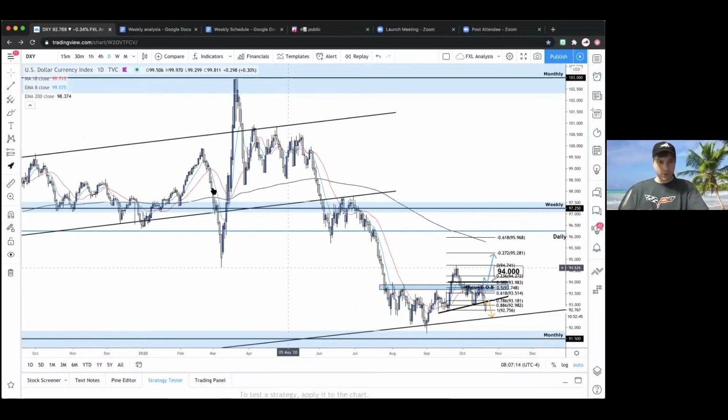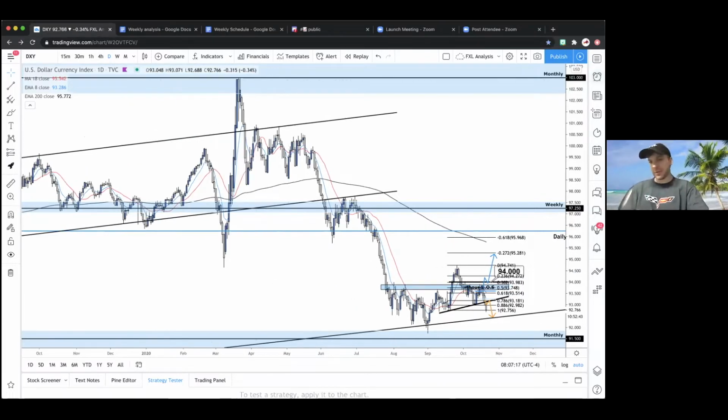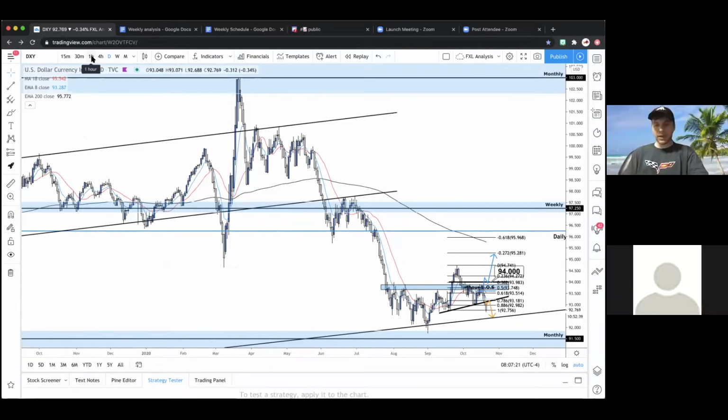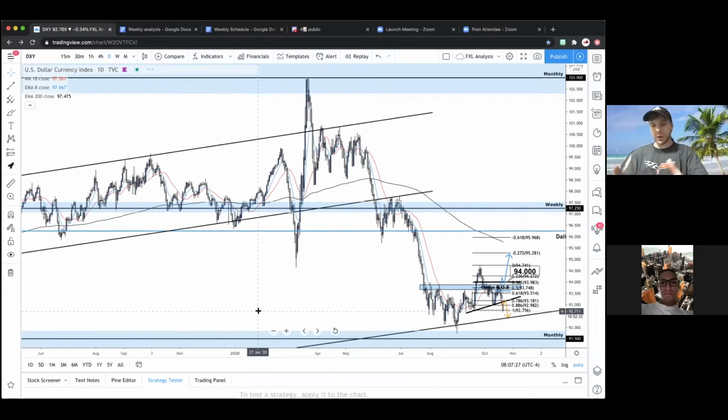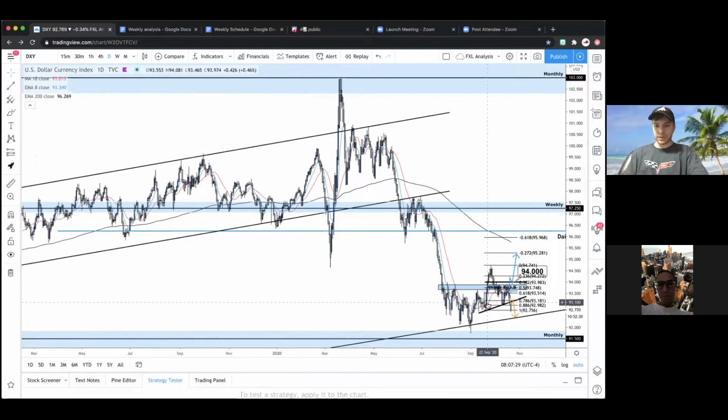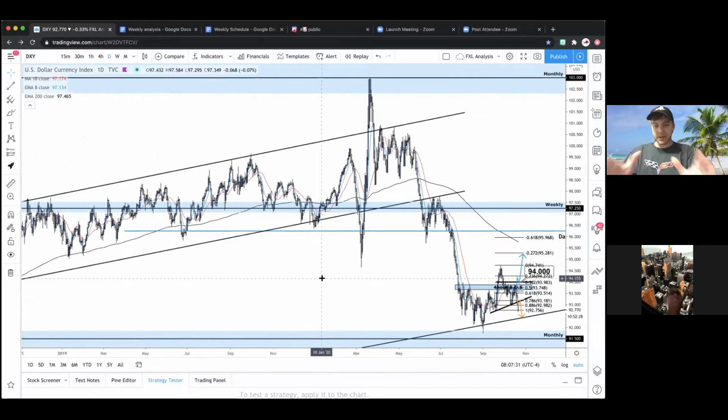All right, so we're starting off on the daily time frame. I'm going to do this for every pair. I'm going to start on the daily, go to the 4 hour and 1 hour potentially. This is just a top-down analysis approach. I just want to get an overview and work our way down and focus on more current price action with everything on the higher time frame in mind.